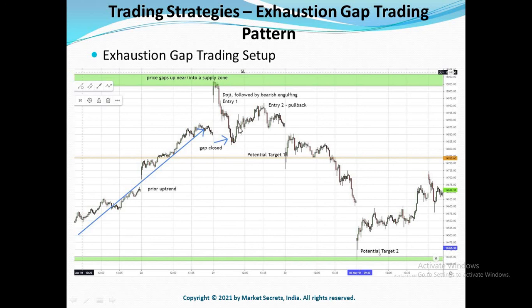But since this is a reversal pattern, your target can be big as well. If you look here, prices dropped heavily. So you can either book a 2:1 ratio, or you can find a proper demand zone and place your target just above it. So this is how you should be trading the exhaustion gap trading setup. And just like any other pattern, having a bit of price action understanding will help you a lot in understanding and trading these strategies better.